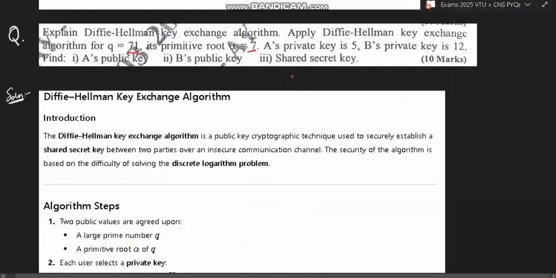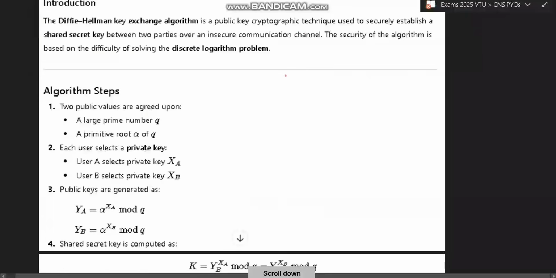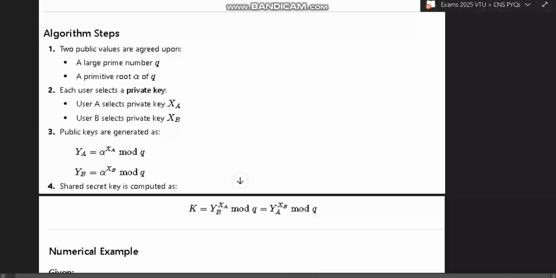Okay, these two things will be given for you for sure. Now after these two things are given, what you have to do, each user selects a private key. Suppose user A selected XA, user B selected XB. After that, public key will be generated. So the algorithm is as follows: you'll be given Q, which is a large prime number, and its primitive root will be given, which is alpha.